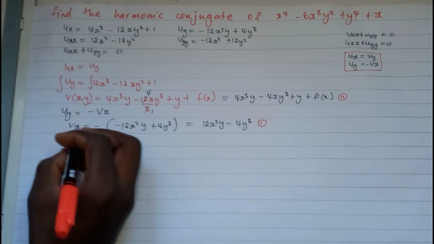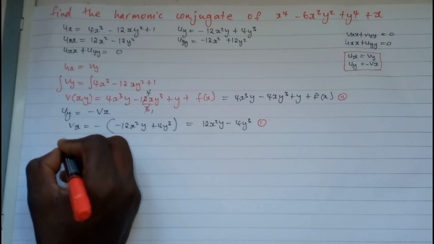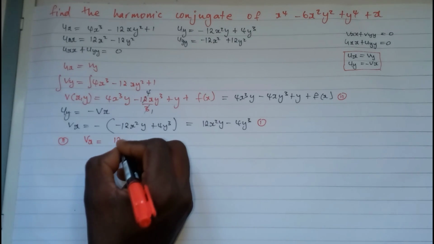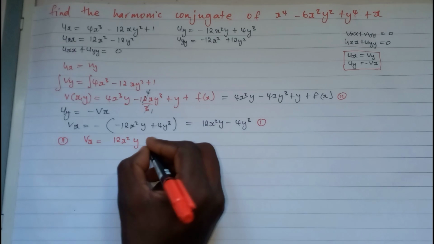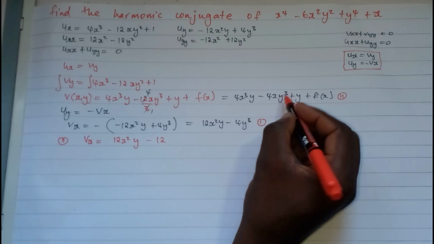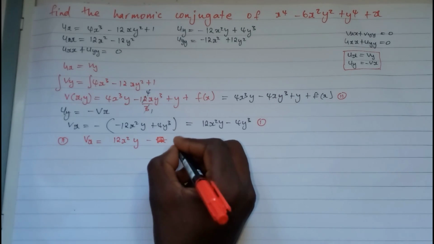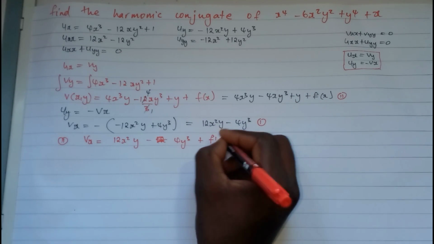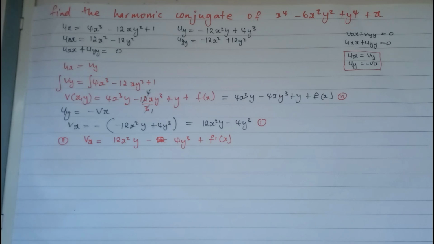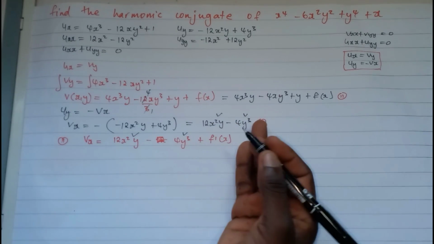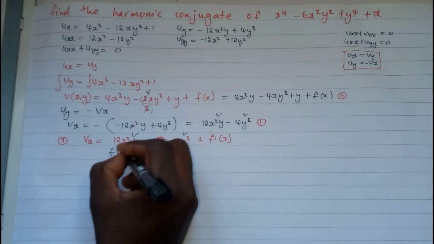Here we differentiate with respect to x, so for equation number 2, vx is equal to 12x squared y minus 4y to the power 3 plus f prime of x. Let's compare. We have 12x squared y and 12x squared y, negative 4y to the power 3 and negative 4y to the power 3, and we just have f prime of x. So that means f of x is equal to 0.